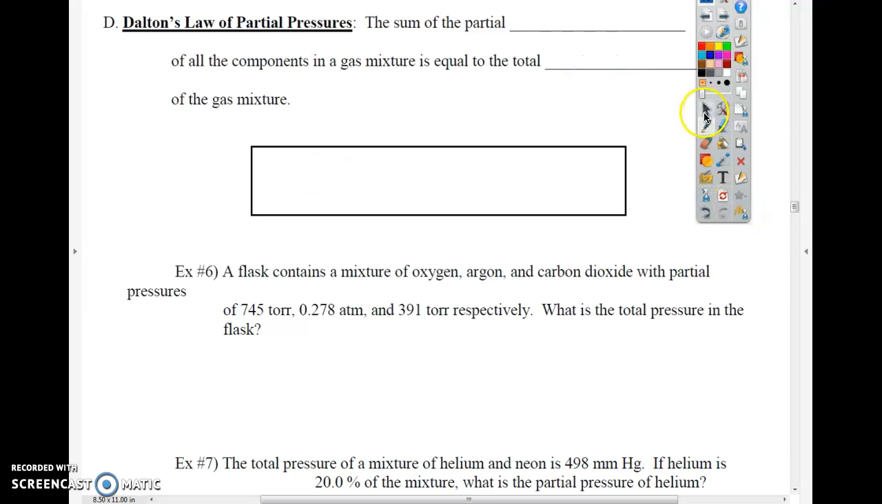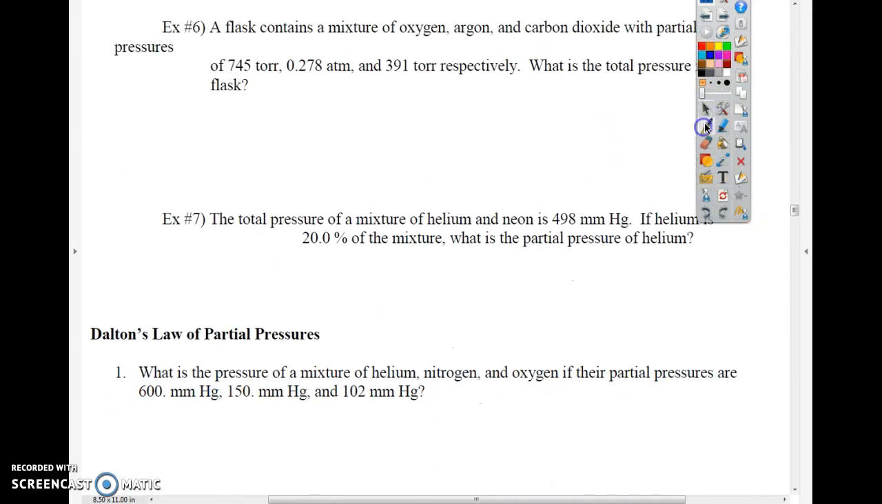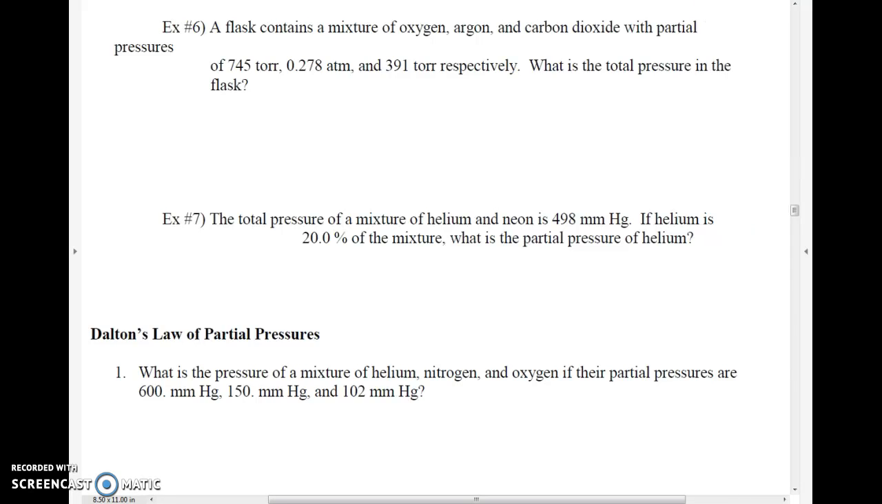Pretty easy concept overall. Now when you're doing problems with this, there's a couple different ways it could come up. So in this example here, it says a flask contains a mixture of oxygen, argon, and carbon dioxide with partial pressures of 745 torr, 0.278 atmospheres, and 391 torr respectively. What is the total pressure in the flask? All right, first thing that jumps out is that we have different units here. Two of them are in torr, one of them is in atmospheres. They all have to be the same, so I'm just going to take the odd one out and convert that.